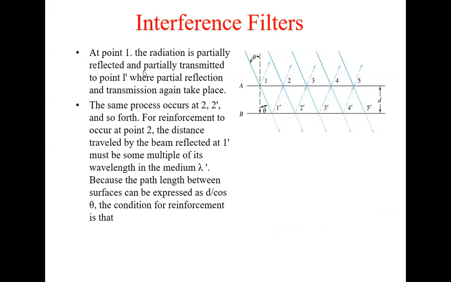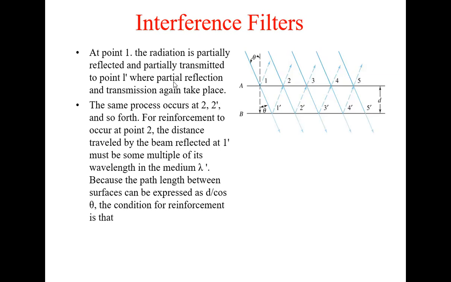The radiation is partially reflected and partially transmitted to point 1 prime. So there is partial reflection, and some of it will be partially transmitted to point 1 prime, where the partial reflection and transmission again can take place. So you have all these orders of reflection. If the material has many layers, you can think of it as orders of reflection associated with crystallographic layers.